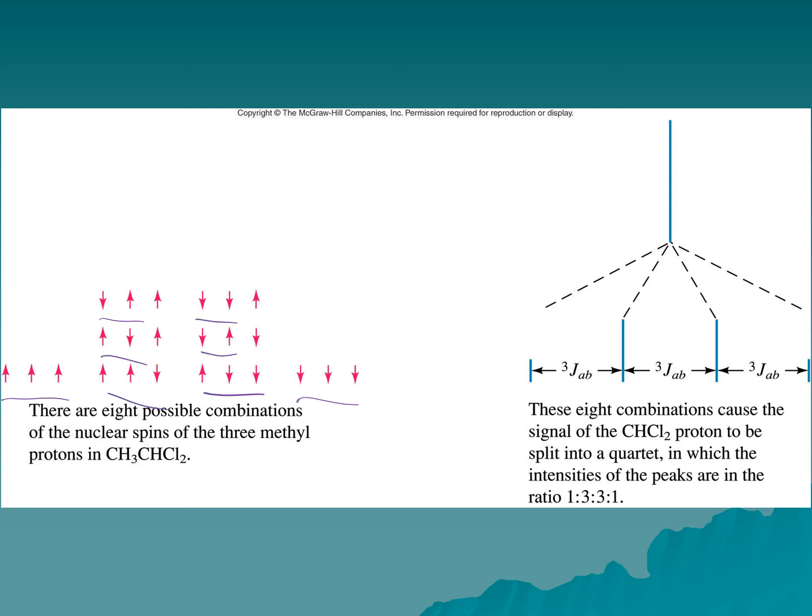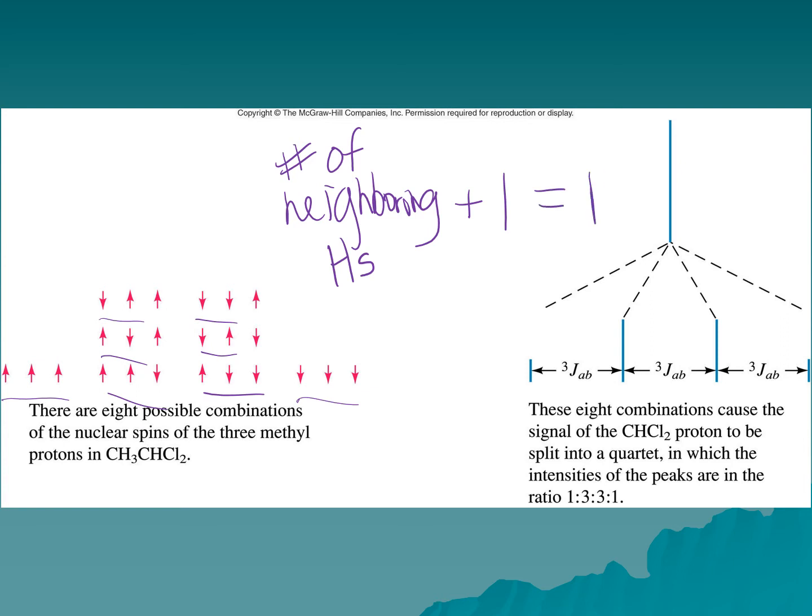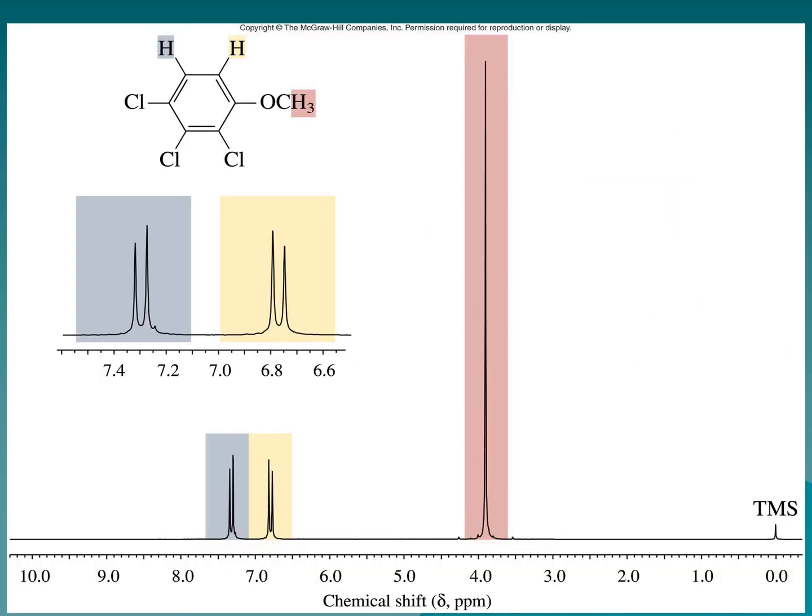So 3 neighbors. The number of neighboring H's plus 1 equals peaks. And that's the splitting pattern. Okay. All right. We have some hydrogen in this molecule.